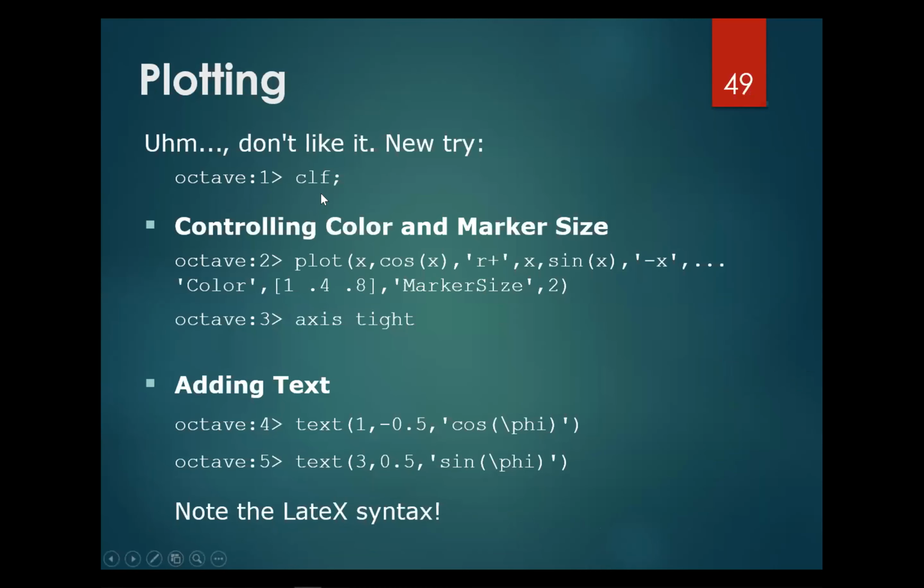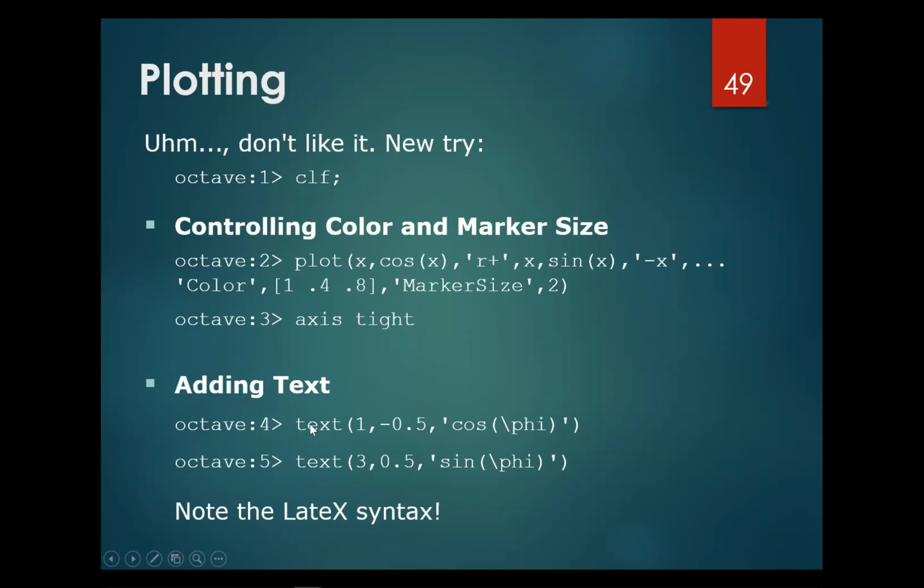You can use clf to clear the figure. Controlling colors and markers, we have also talked about that. You can also look at the marker size. So the size of the plot marker, what you are using to plot, you can increase it or you can reduce it in that order. And then you can also type a text on the graph.